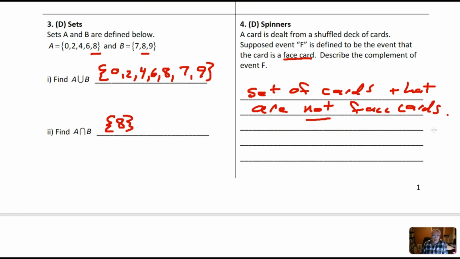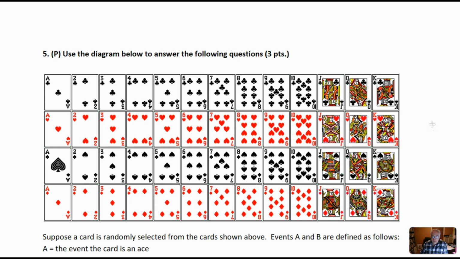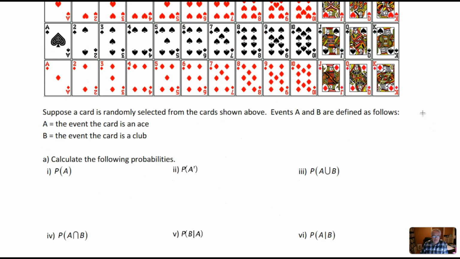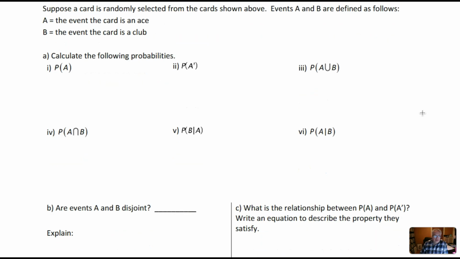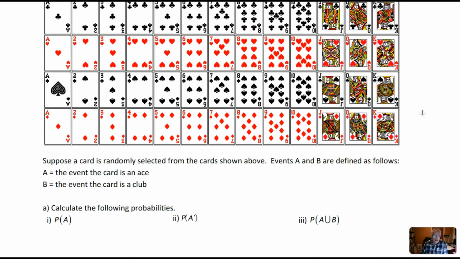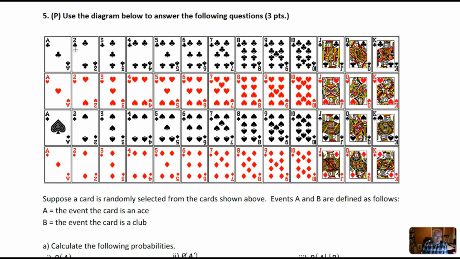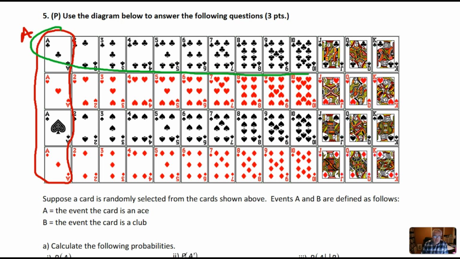Okay, let's keep going. The next problem involves this card diagram, which you can see on the practice mastery quiz. And they ask the following questions about it. So A is the event, the card is an ace. So A is the event, we get one of these cards, an ace. And event B is the event, we get a club. So the clubs are these cards, the first row. Okay, we're going to do a bunch of calculations with these two sets.